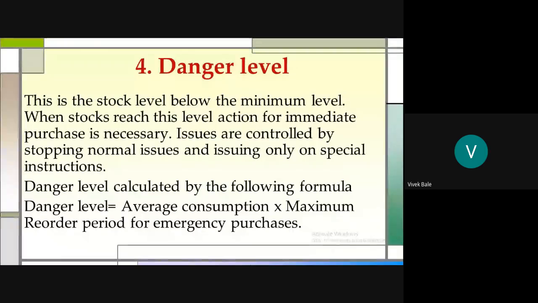Average consumption: how much quantity of material you require for production, and maximum reorder period for emergency purchases. Maximum, how much time we have for emergency purchases. If you multiply these, automatically you will come to know the danger level stock.